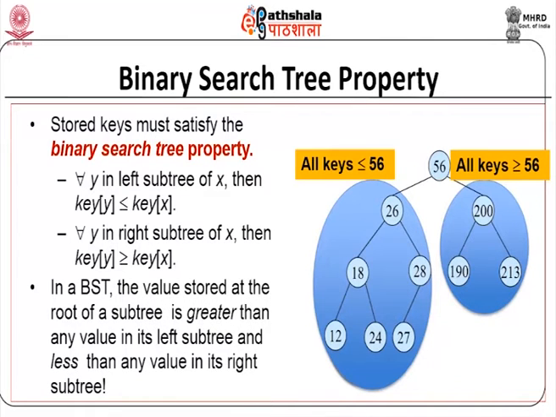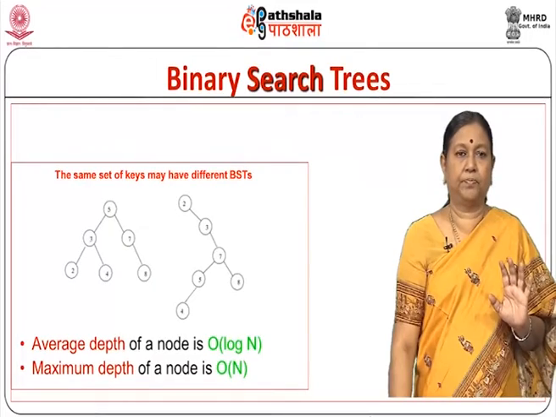Okay. So, in a BST the value stored at the node of a subtree is always greater than any value in the left subtree and is always less than any value in the right subtree. So, for the root of any node in any subtree in the binary search tree, to the left all the values of the keys will be less than the root, and in the right subtree it will always be greater than the root. So, this is the binary search tree property.